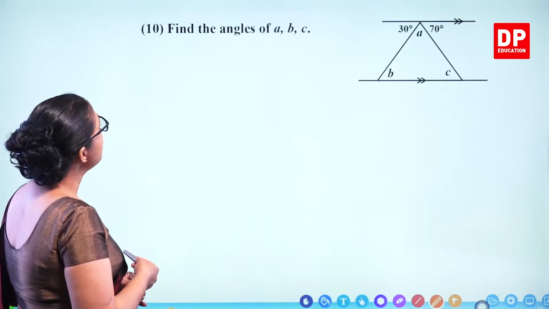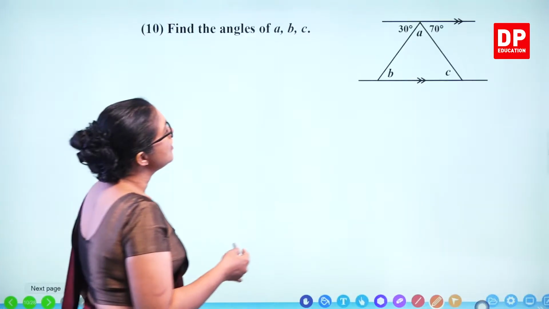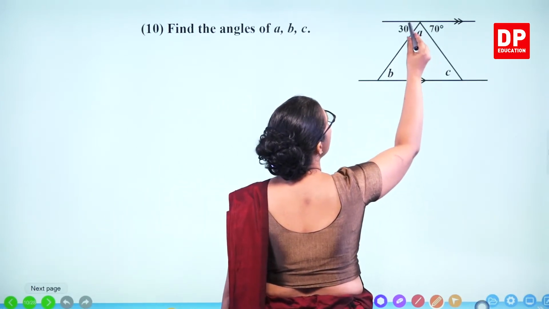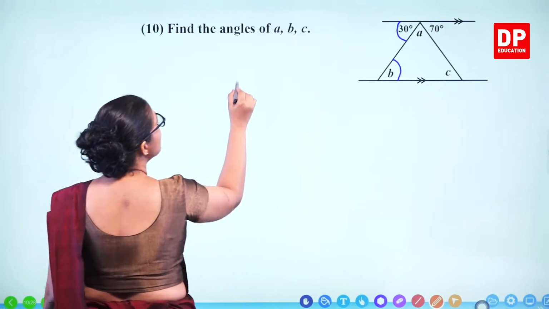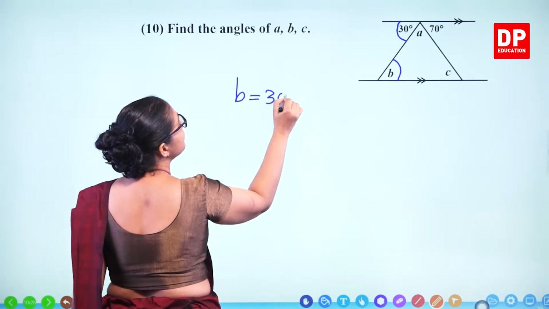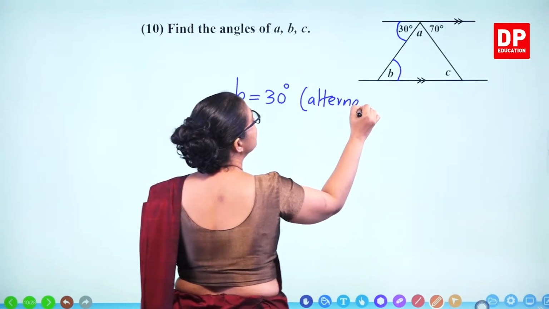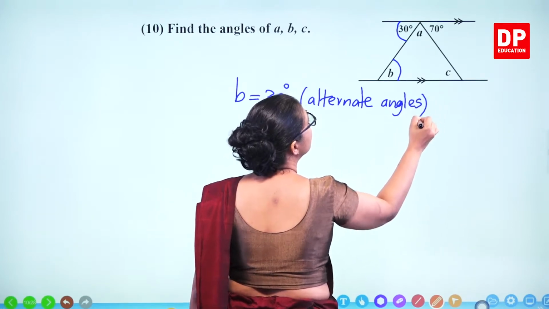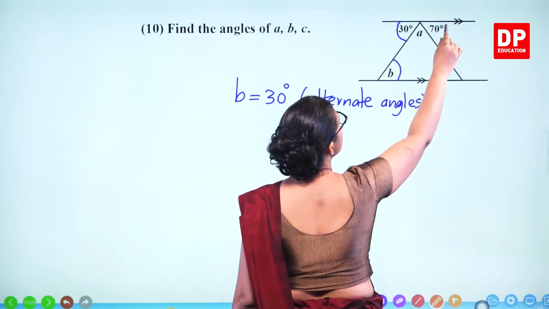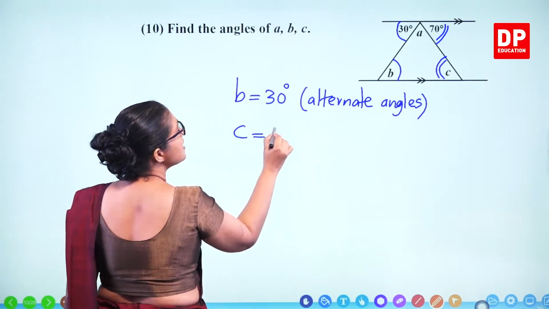Question number 10. Find the angles A, B, C. You can straight away find out B. Can you see? Alternate angles are equal. So B is 30. Alternate. And C is this. That's also alternate angles.